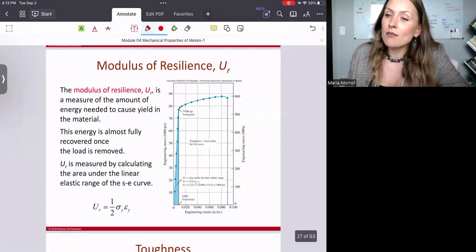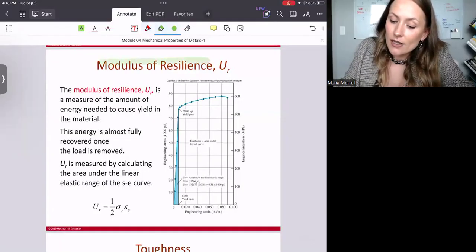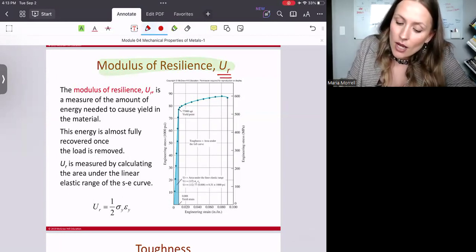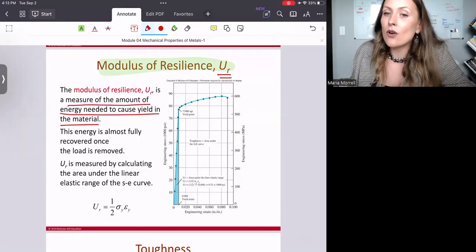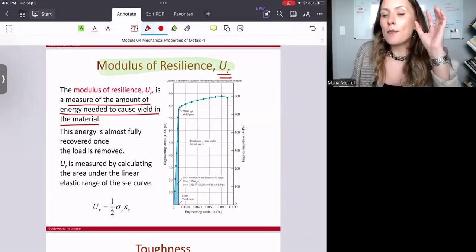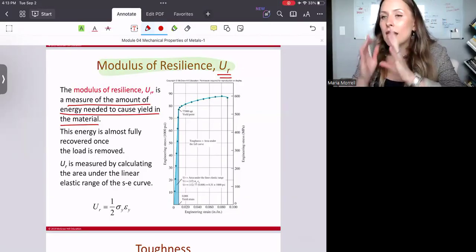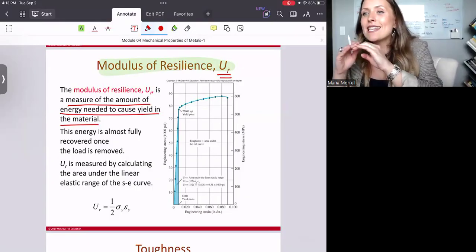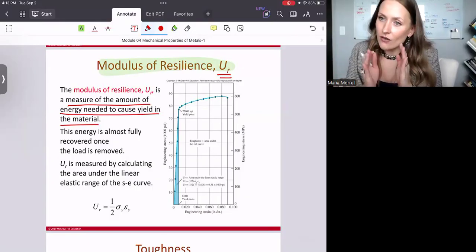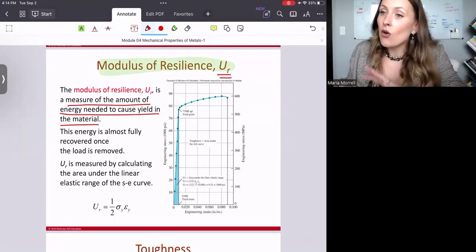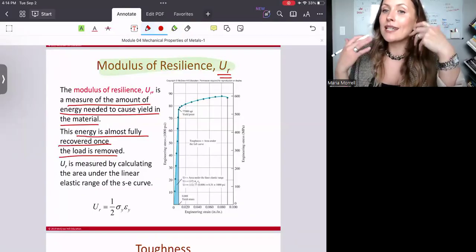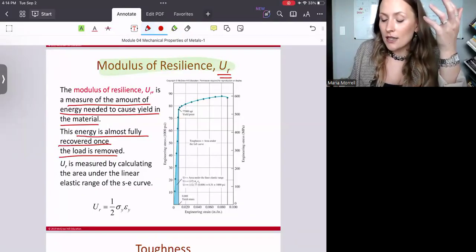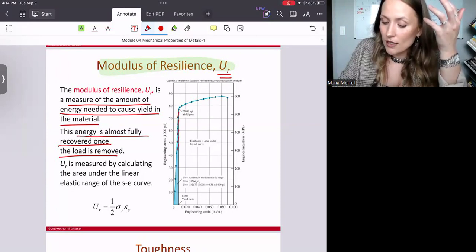Now, you can also estimate the modulus of resilience from the stress strain diagram, right? And we call it U sub R. Now, the modulus of resilience is the measure of the amount of energy needed to cause the yield of the material, right? So once again, that is the energy that is required to cause the yield. So you're going from this elastic region to the plastic, right? And so of course, the energy is almost fully recovered once the load is removed because we are looking at the elastic region, right?